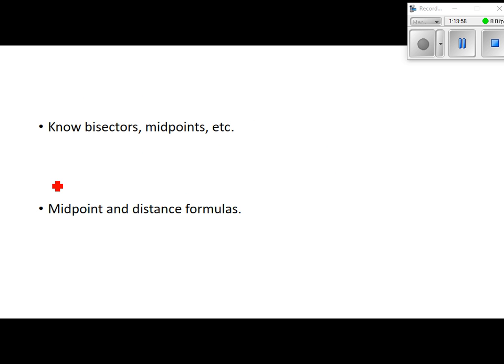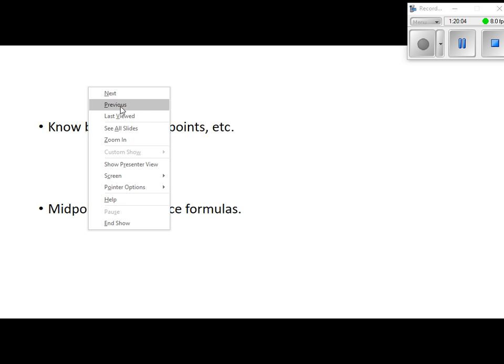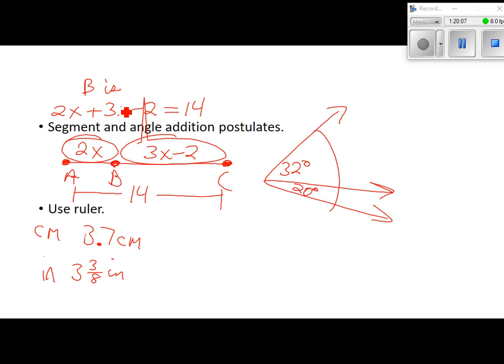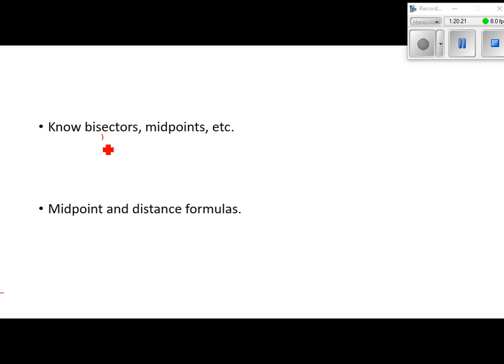Now bisectors. What's a bisector do? It splits something into two congruent parts. Not a line, you can't split a line into two equal parts. You can't split a ray into two equal parts either. A bisector splits something into two congruent parts. It could be a segment or an angle. Those are the only two things that you can split into two equal parts.